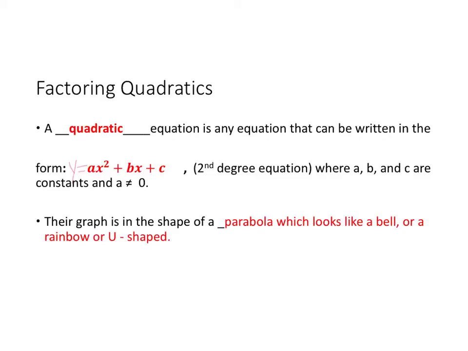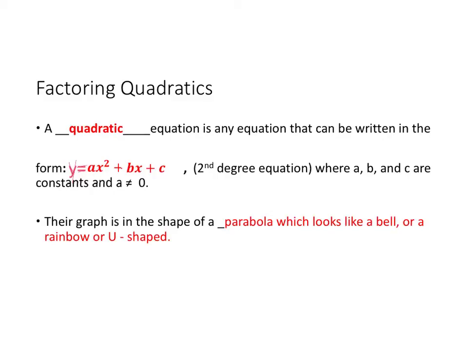All right, so factoring quadratics. A quadratic equation is any equation that can be written in the form ax squared plus bx plus c. This is a second degree equation. We can see that because we have a power of 2 on this x right here. And a, b, and c are constants, and a is not allowed to be 0, because if a was 0, well, geez, that would just be a linear equation, right?